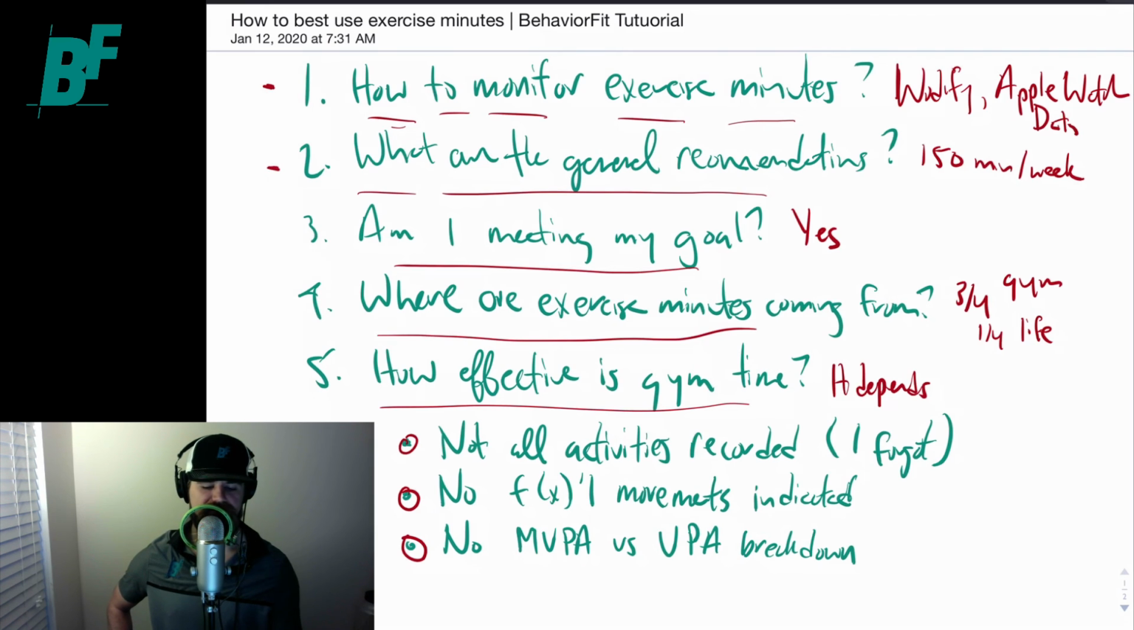What are the general recommendations? You get 150 a week if it's MVPA. Am I meeting my goal? Hey, I lucked out here. The data doesn't lie. I am meeting my goal.